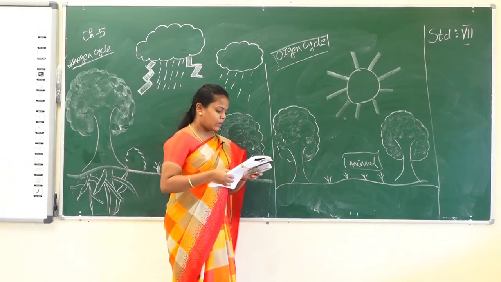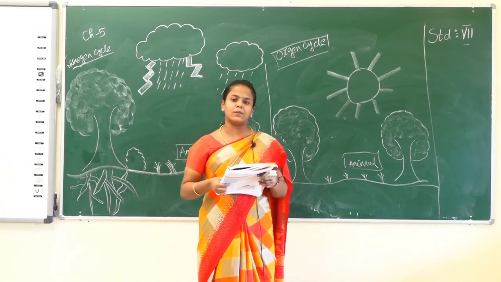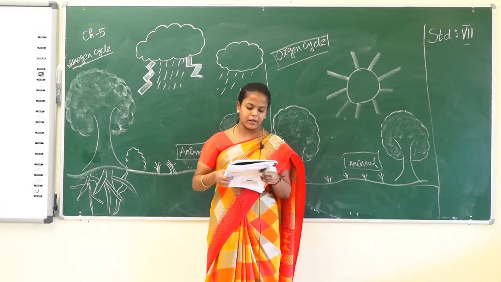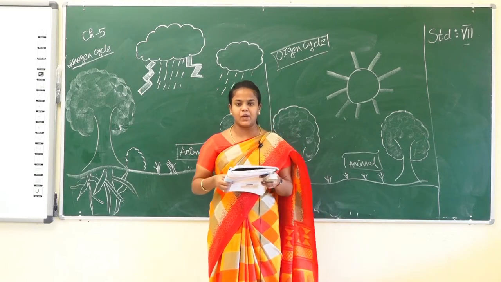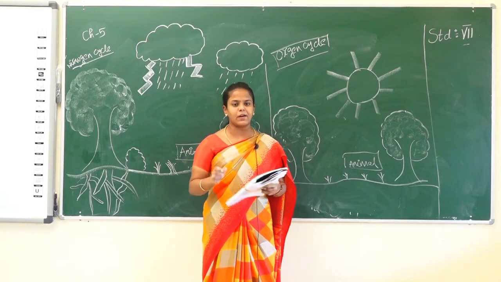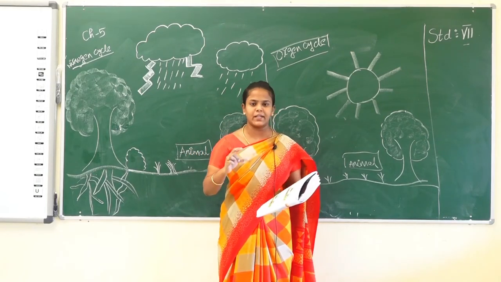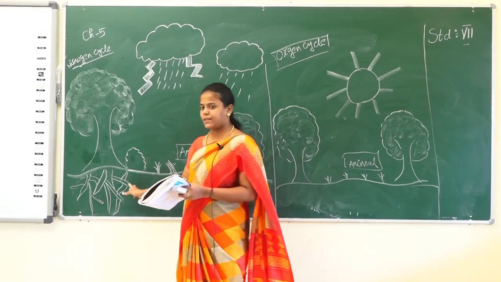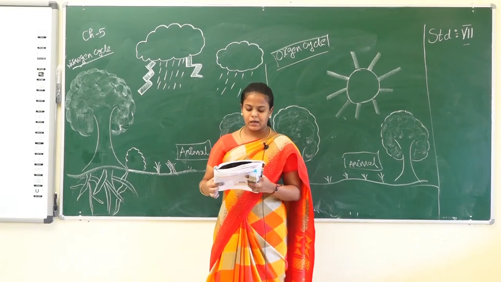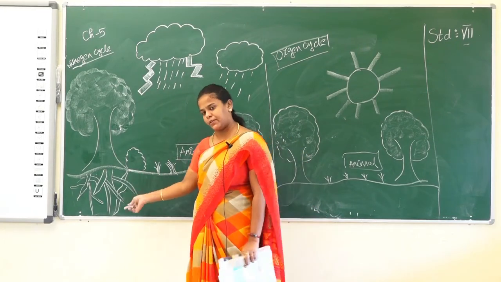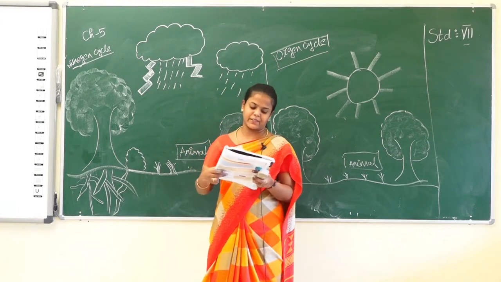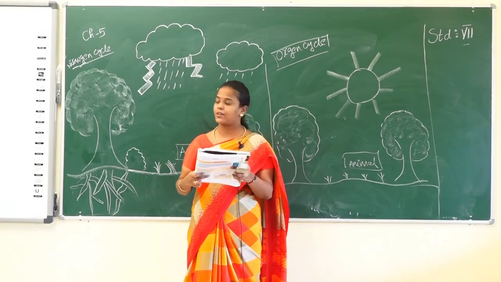Next, the bacteria convert atmospheric nitrogen into nitrogenous compounds which can be readily absorbed by the plant. The process of conversion is called the fixation of nitrogen, it will be fixed. The root will be fixed under the soil, right? So the fixation of nitrogen is known as the nitrogen cycle.